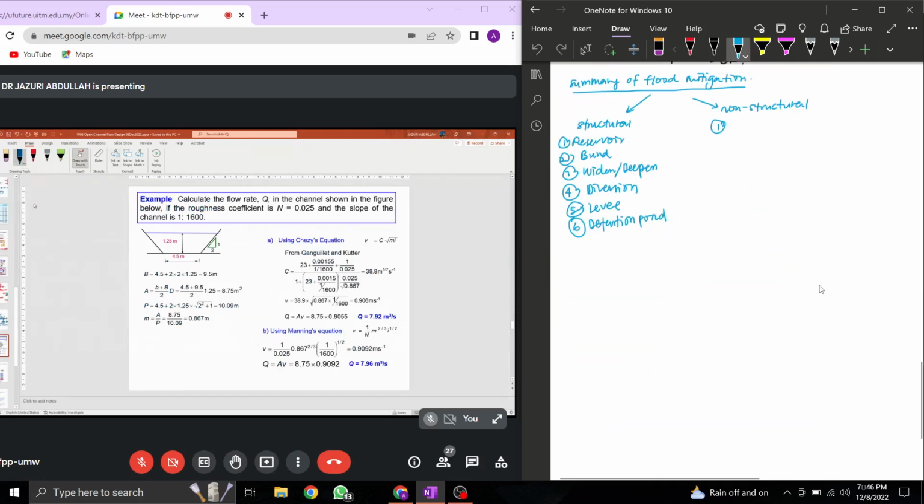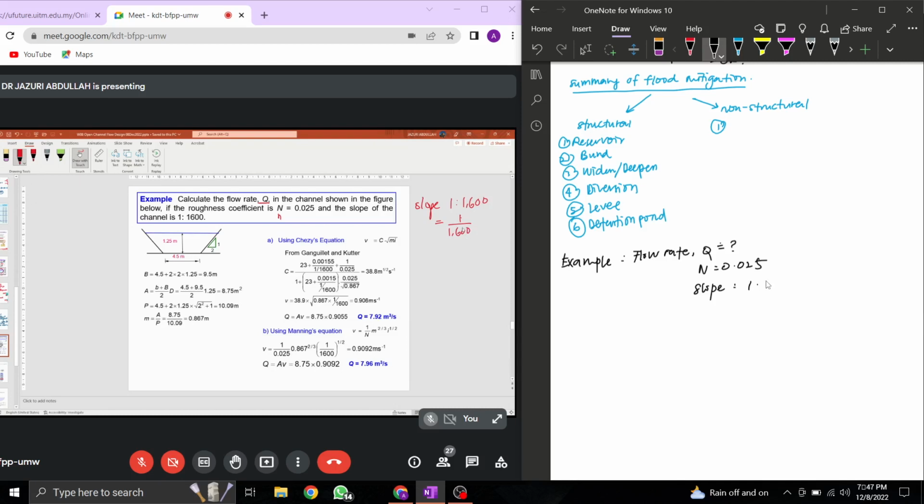Okay, so this is some of the example. Kalau kita tengok kepada example di sini, calculate the flow rate Q. In the channel shown in the figure below, this is the channel yang diberikan. So the roughness is N, so N ni juga adalah capital N, small n. Some of the book digunakan capital N, some of book digunakan small n. And the slope of the channel is 1 in 1600. Okay, so bila kita tulis sebagai slope 1 in 1600, dia sama juga dengan 1 per 1600.